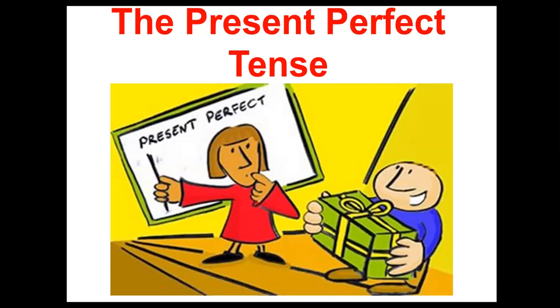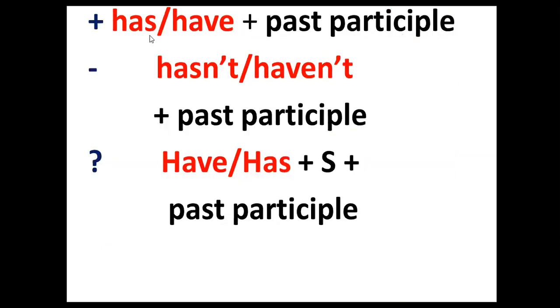So let's start, okay? I'm going first to explain the present perfect tense. What's the present perfect tense? Look here. Of course, it's formed from has or have plus the past participle of the verb. He has, she has, it has. You have, we have, they have. In negative, we add hasn't and haven't, also plus the past participle.